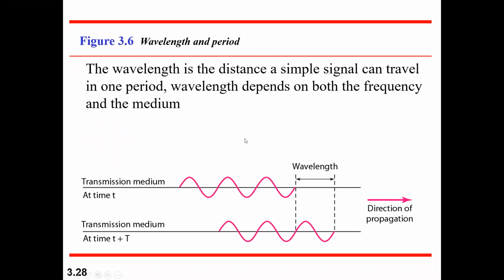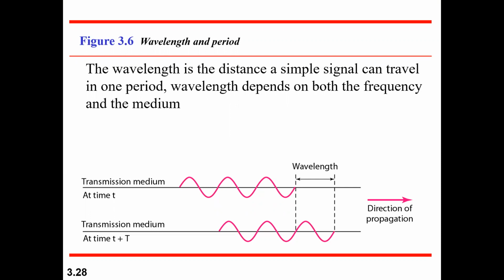The wavelength and the period. Okay. So it says the wavelength is the distance a simple signal can travel in one period. So the distance, measured in probably meters or millimeters or kilometers, right? So it says wavelength depends on both the frequency and the medium. Medium basically means the type of communication channel that is being used.